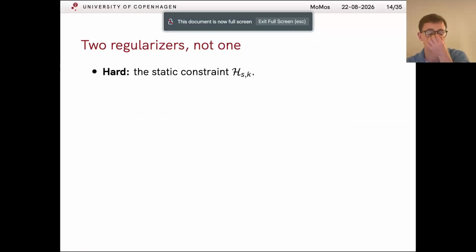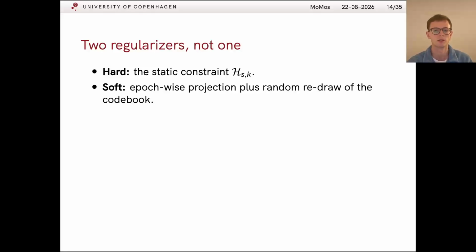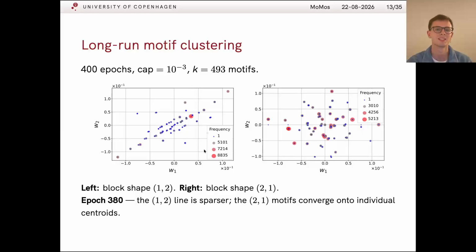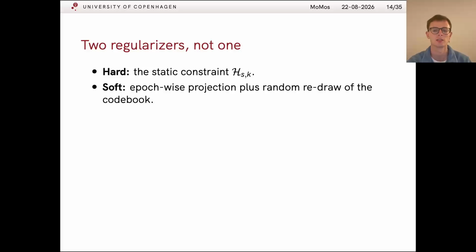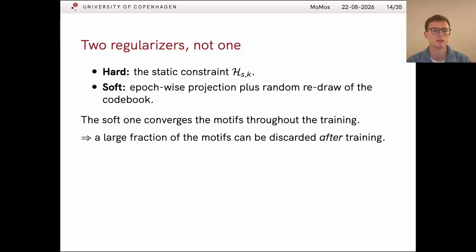This brings us to notice that there is a hard constraint that is enforced from the very first epoch, and then there is a soft constraint that is given by the projection and the continuous redraw of the codebook, which at the end of the training converges toward a much more constrained hypothesis class compared to the initial one. I mean a hypothesis class that has way less motifs. This means that a lot of motifs at the end of the training can even be discarded to compress the model further.